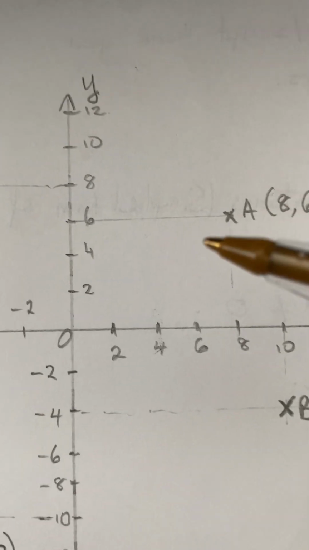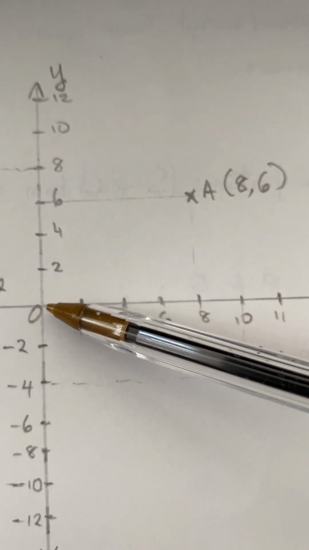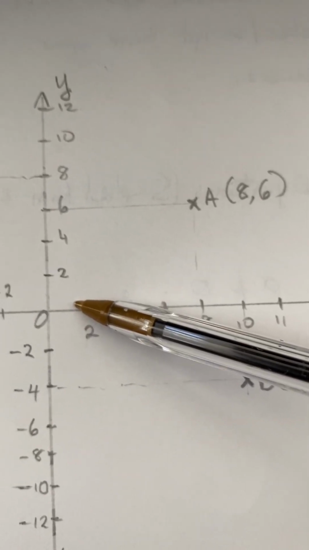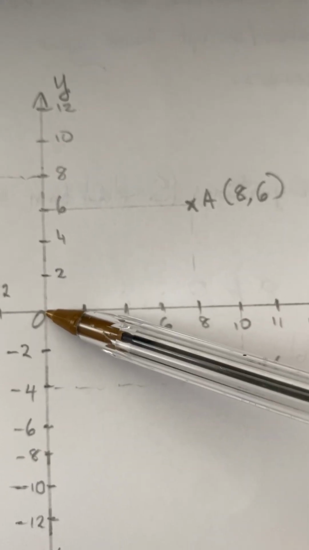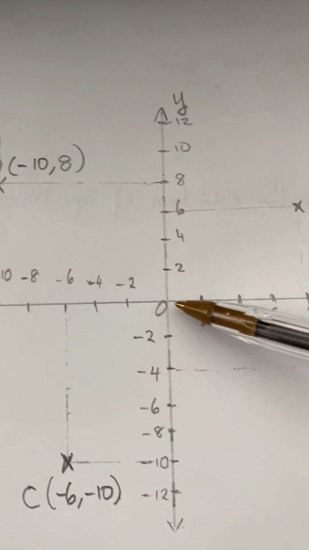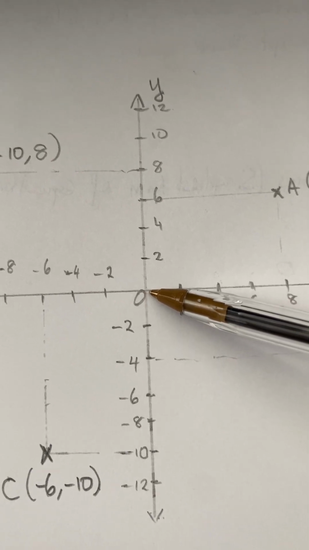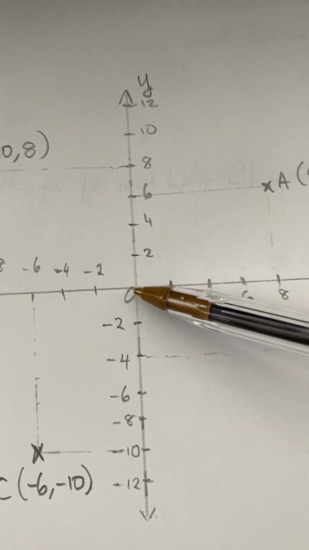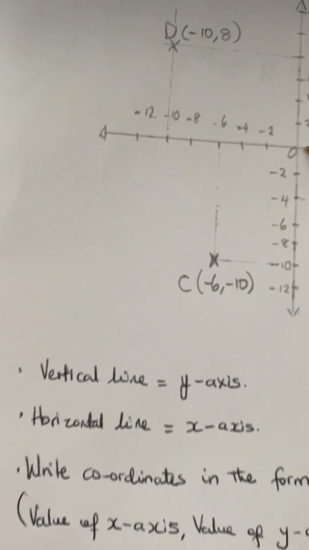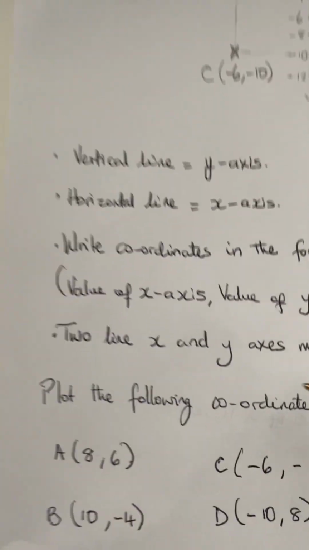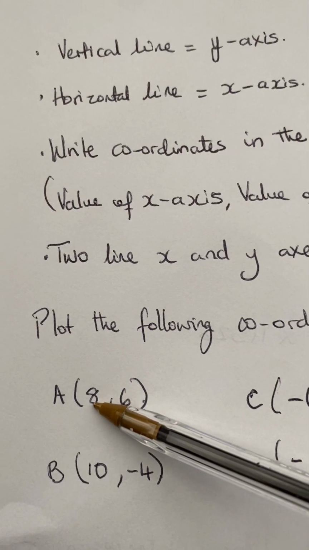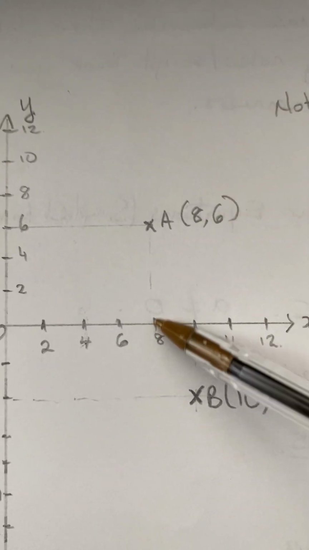So we've done some graph work, and we said you can compress it by using a certain sign. Here is your origin, and this point is (0, 0). At this point, x is 0, y is 0. So, plotting the following coordinates on the graph. The first one is (8, 6), so positive 8 and 6.